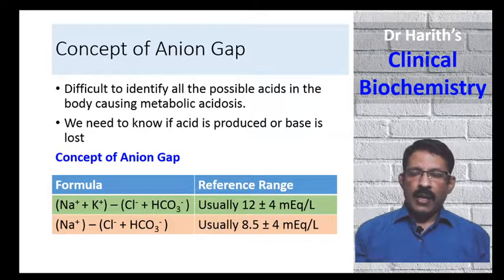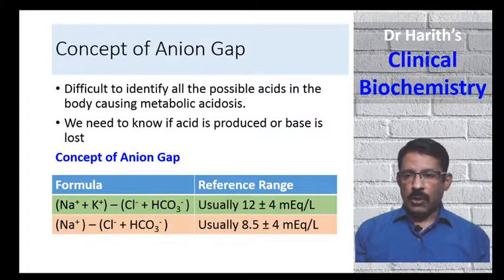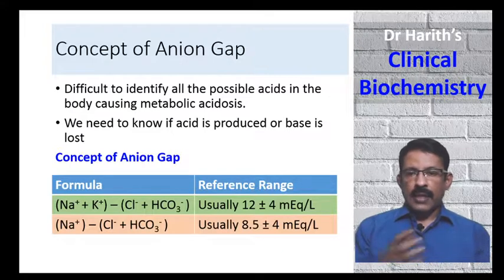Now, the formula for anion gap is sodium plus potassium minus chloride and bicarbonates. Now, there are a lot of unmeasured anions and a lot of unmeasured cations. Ideally, the sum of all the cations and the anions should be neutral. But we just measure these 4 ions and the rest are all the unmeasured anions and unmeasured cations. The difference of this usually remains static.